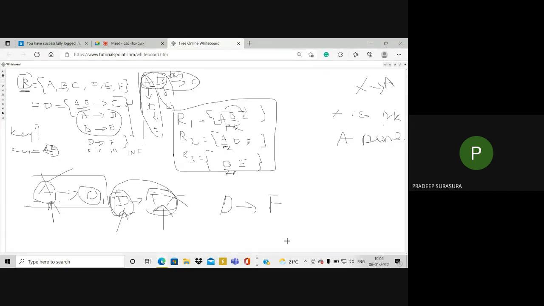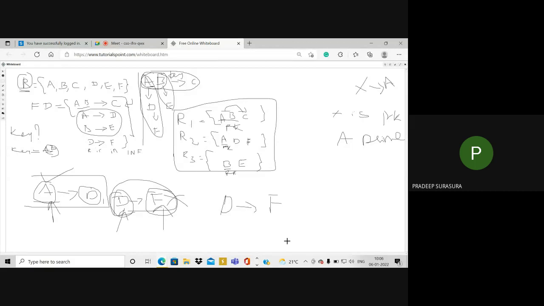The other way you can say it: if you consider the functional dependency D determines F, either D should be your primary key or F should be a prime attribute. In this condition, D and F are both non-prime attributes, so this violates third normal form.